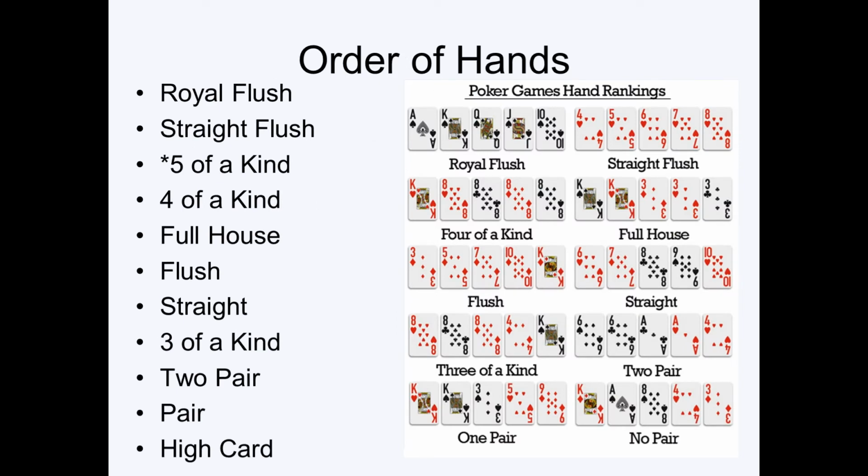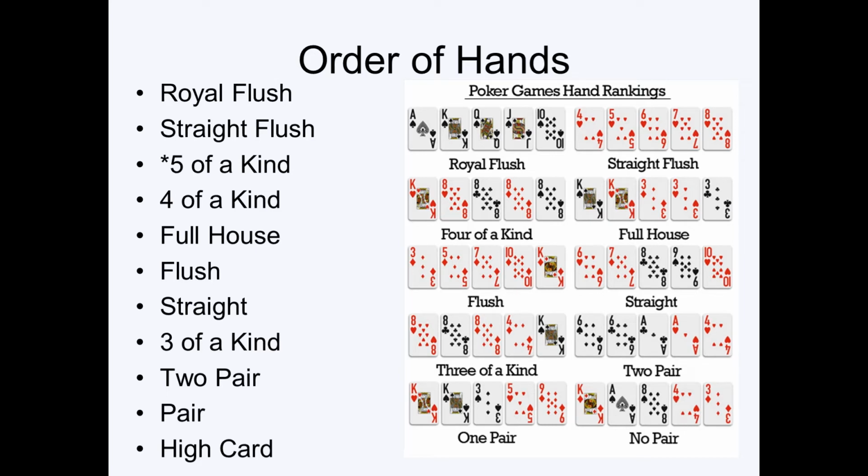So here's the order of hands. Highest, royal flush, then straight flush, then 5 of a kind if you're playing with wilds. Otherwise you can't get 5 of a kind. Then 4 of a kind, full house, flush, straight, 3 of a kind, 2 pair, pair, and high card. That's the order it goes, right?